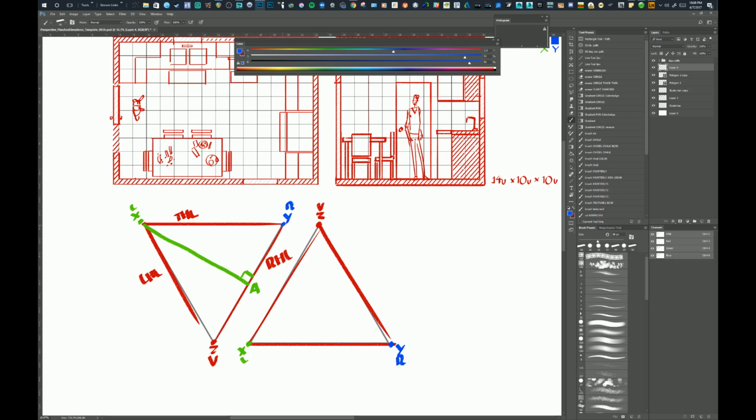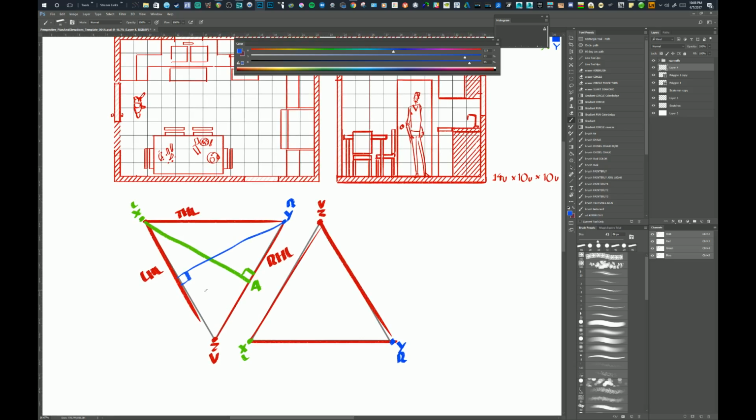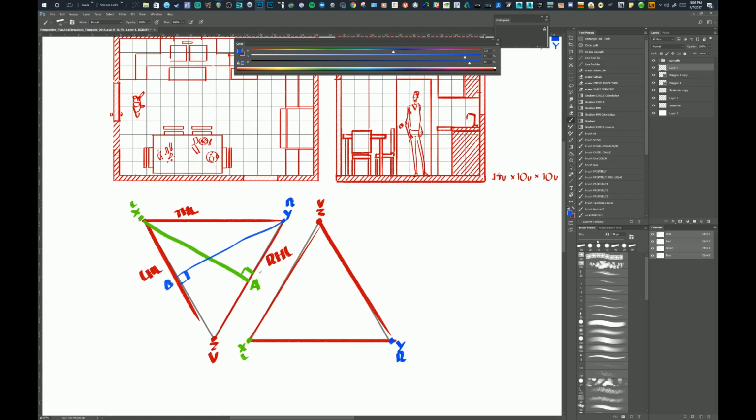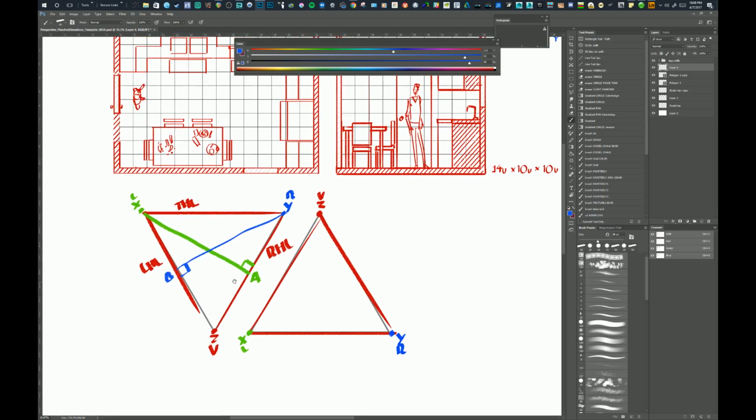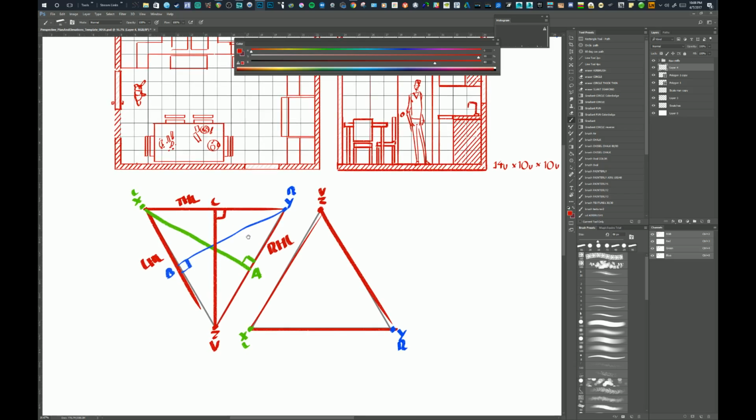The right reference line, or Y, is the same. It starts at Y and meets at 90 degrees on the opposite reference line. We're going to call this B. So X meets with A and Y meets with B. And as you guessed, the Z reference line also goes from Z and meets the opposite horizon at 90 degrees, and we call this point C.